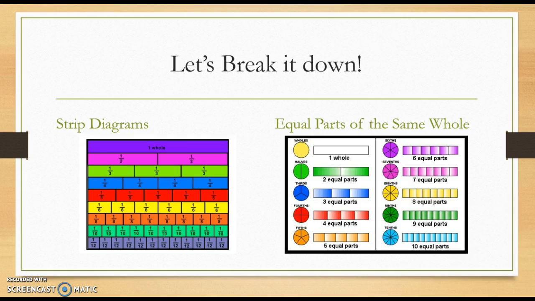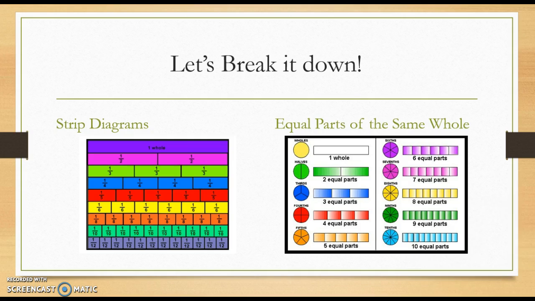Okay, so as you can see, we need 2 halves to make a whole, 3/3 to make a whole, 4/4 to make a whole, and so on. So basically what your denominator is, it needs to be the same as the numerator. So if it's 5/5, that equals a whole.